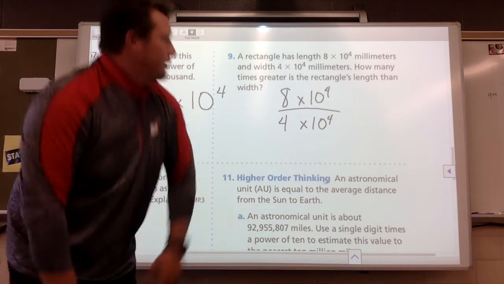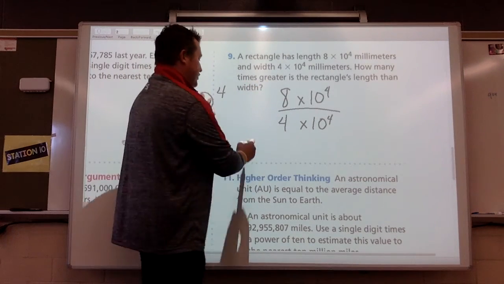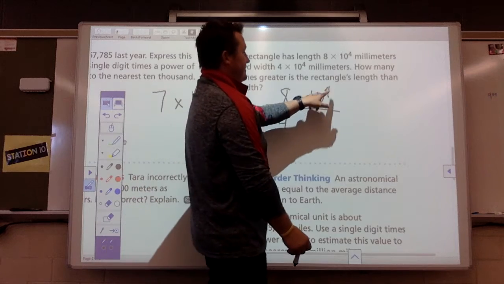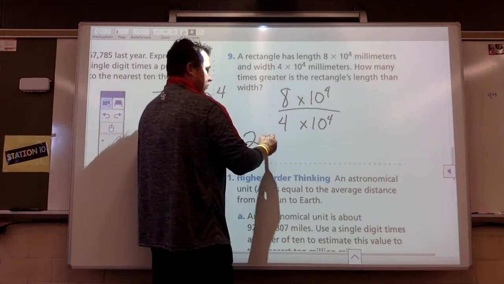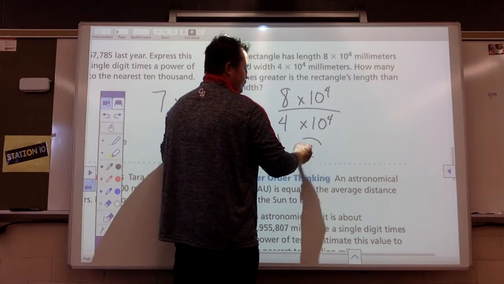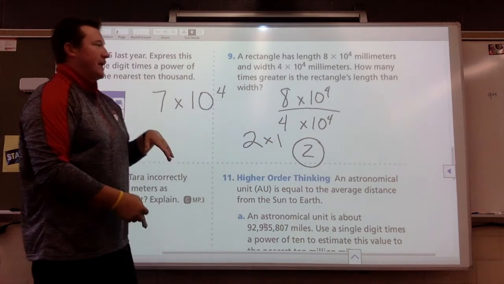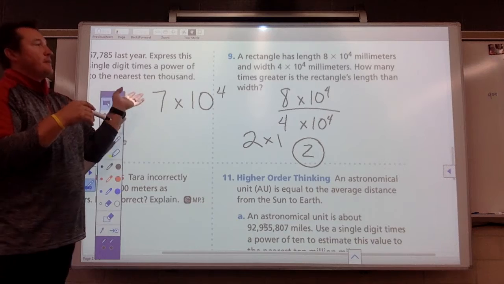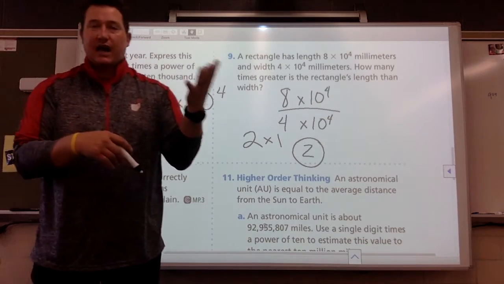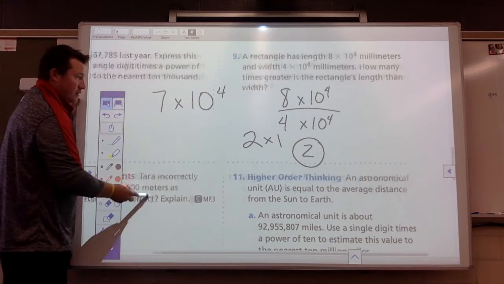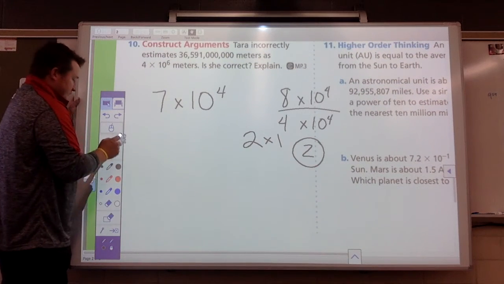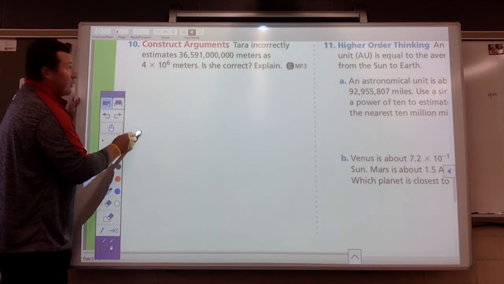I promise. Okay? 8 divided by 4, 2. Same number divided by the same number, just 1. Right? What's 2 times 1? 2. Right? So the length is about 2 times greater than the width. Okie dokie. Just bebopping right along. Here we go.